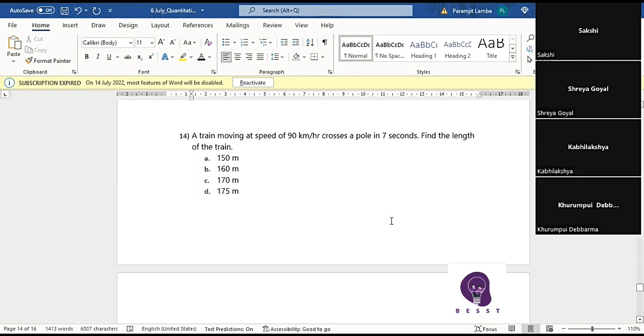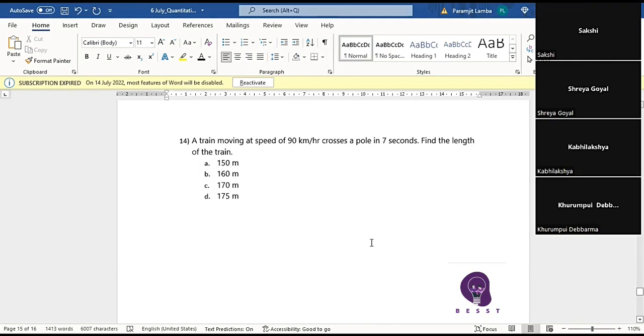So, any ideas? A train moving at 90 kilometers per hour crosses a pole in 7 seconds. It took 7 seconds to cross the pole. What is the length of the train?